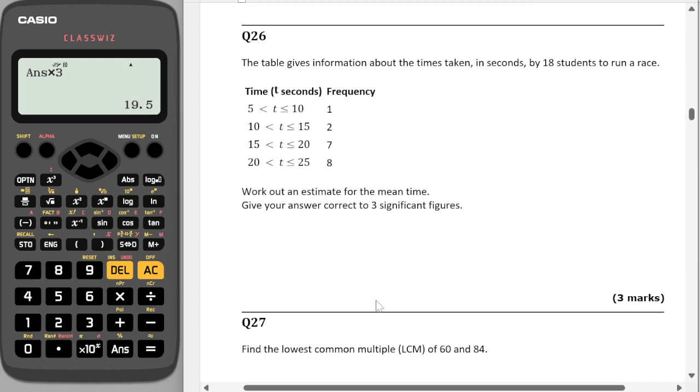Right, question 26. A table gives information about time taken in seconds by 18 students to run a race. Work out an estimate for the mean time, giving your answer correct to 3 significant figures. So for my mean time, I want the midpoints. So that's going to be times by 7.5. This one it would be times by 12.5. This one would be times by 17.5. And then finally times by 22.5.